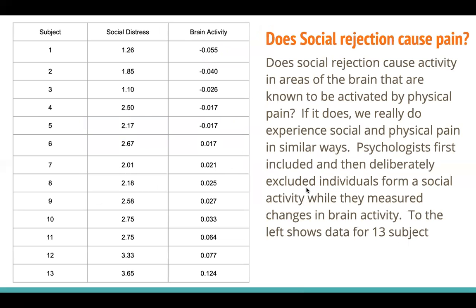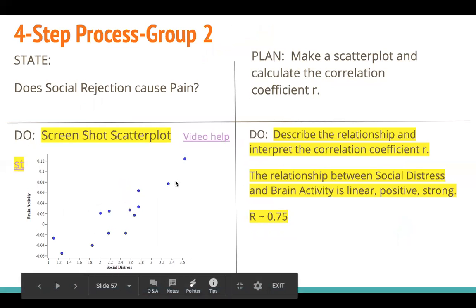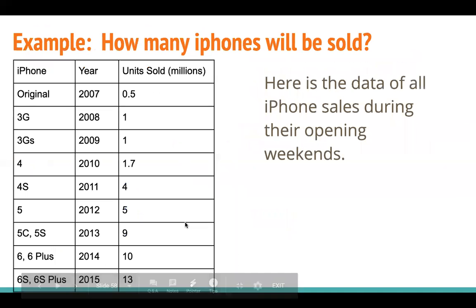One more additional example, we'll go through this one quickly. I am given data about social distress, and then they measured brain activity. You all looked at this, and we saw that if I made a scatter plot, there is a strong positive linear association between social distress and brain activity, and R was 0.75. Using that and describing the R just tells me a little bit more numerically that, yep, it's a strong or moderately strong relationship.